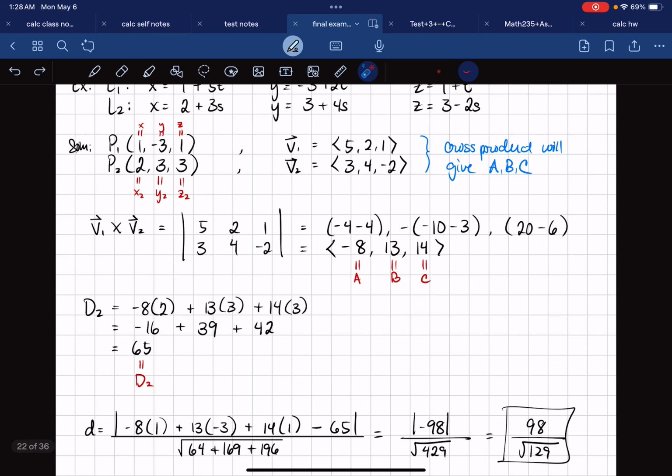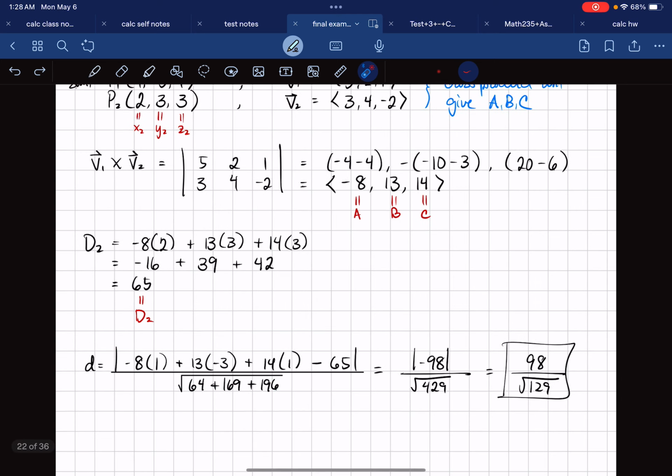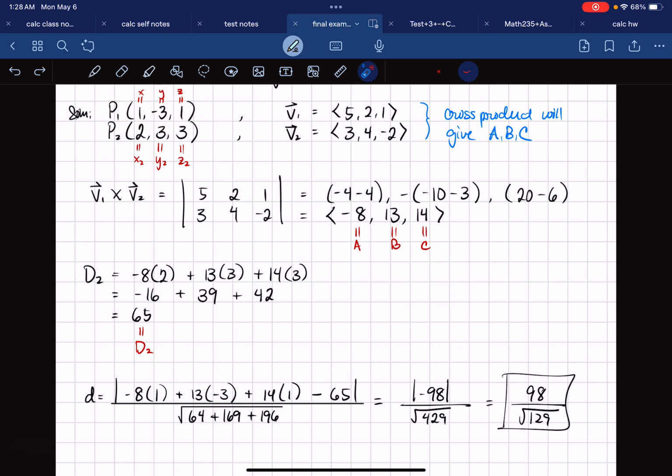So we found D2 to be 65. And all we have to do is substitute that into there. Remember that we're subtracting D2. I substituted the values here too, but in this part right here, I used these values for P1, so it's just the x, y, z. And then this is just A squared, B squared, C squared. And then we get this answer.